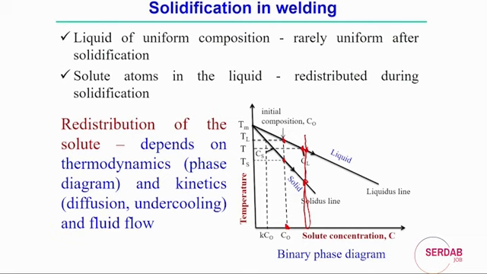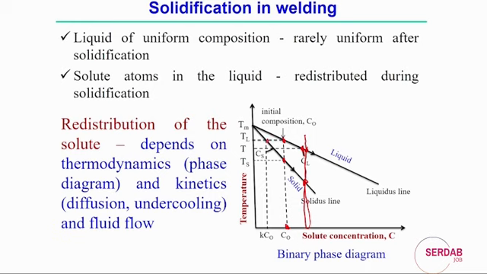We can usually find out the amount of the liquid composition and the amount of the solid concentration at a specific temperature. Here you can see that when the composition C0 crosses the liquidus line, if you draw one temperature line at that point, that is basically the liquidus temperature.